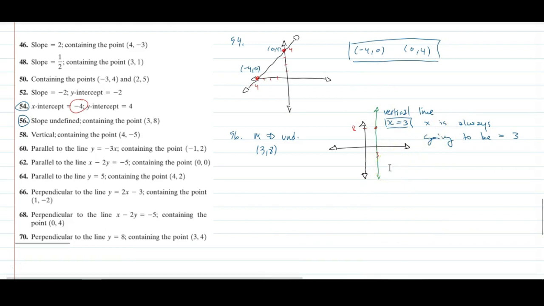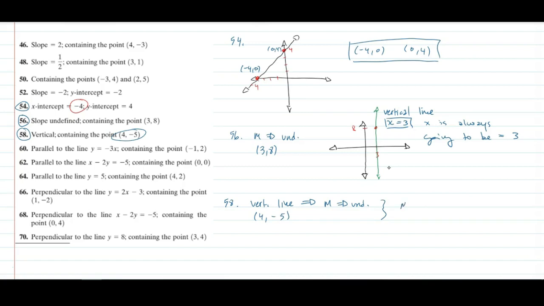Number 58, if you think about it, it's really just a line in a different direction. This time they're telling you it's a vertical line, right? Well, what do you understand right away about a vertical line? It's got a slope which is undefined, right? And they're telling you a point that it goes through, which is (4, -5).